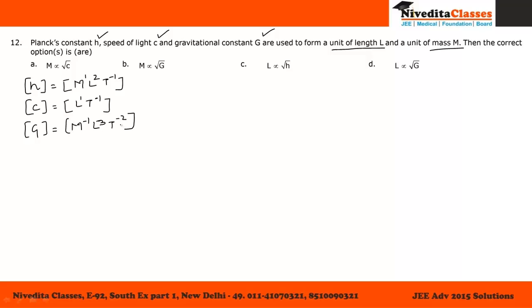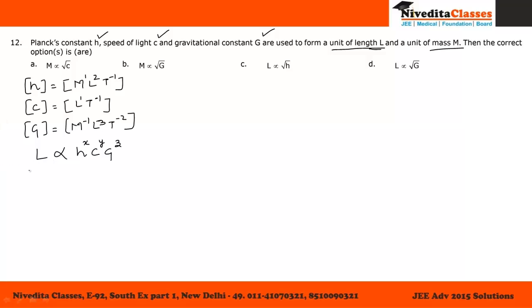So now using the principle of homogeneity, let's first calculate the unit of length, and then we will calculate the unit of m. So let's say that length is proportional to h, c and g with their powers as x, y, z.